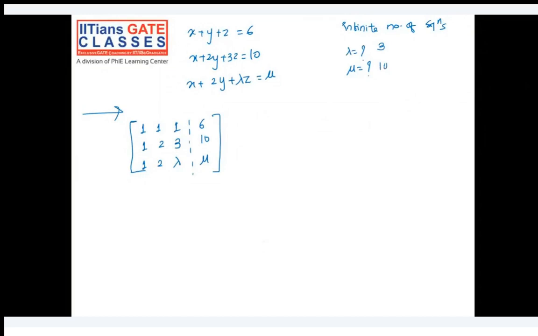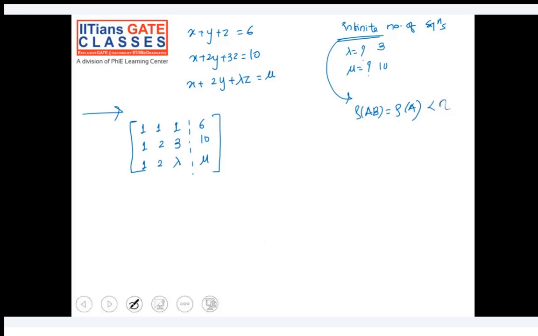What is the meaning of infinite number of solutions? It means at least it is consistent, right? When it is consistent, rank of AB equals rank of A. It is consistent. Then only it will have a solution, either unique or infinite. It will have infinite solutions if rank of A equals rank of AB and is less than the number of unknowns, or is not equal to the number of unknowns. So the number of unknowns is 3.